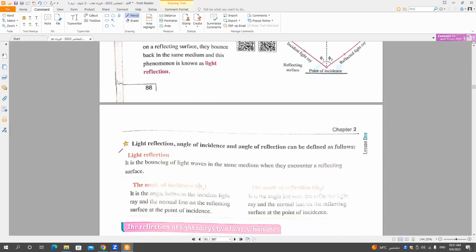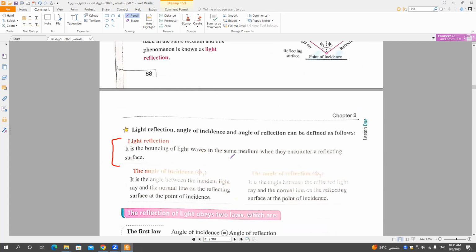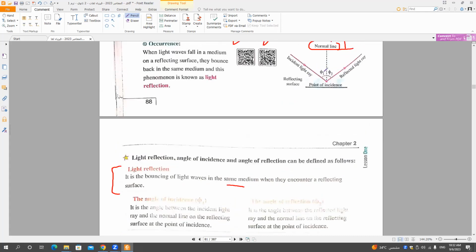Okay, so we have to define light reflection. It is the bouncing of light waves in the same medium when they encounter a reflecting surface. Okay, right. What does it mean? Angle of incidence, symbolized by phi 1. It is the angle between the incident light ray and the normal to the surface.